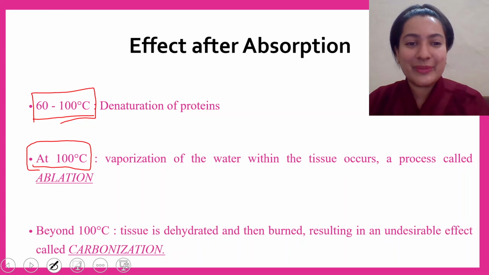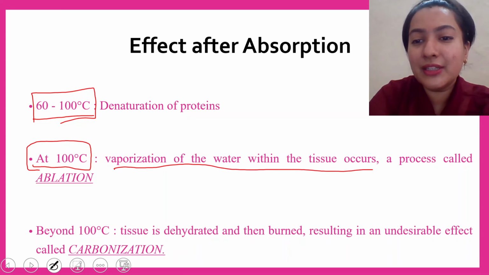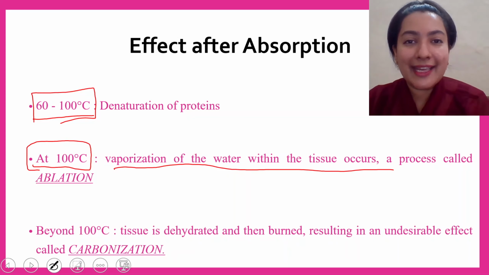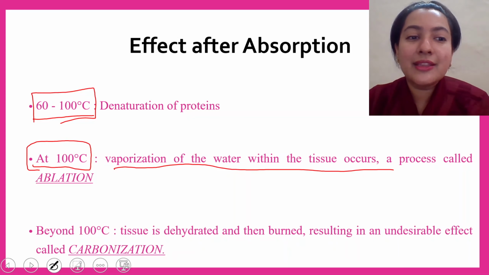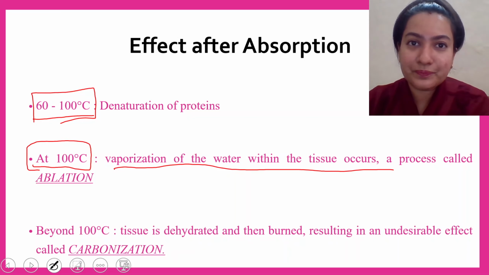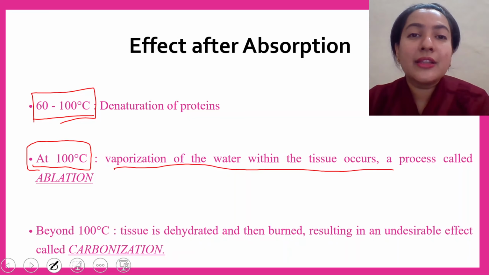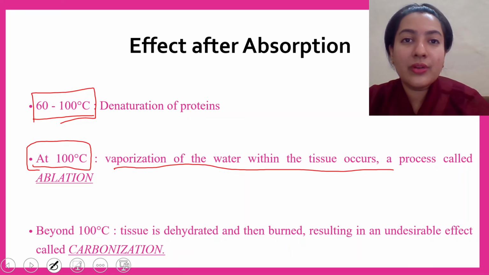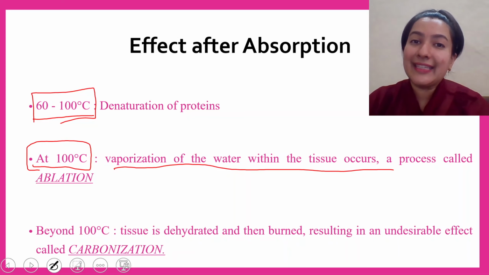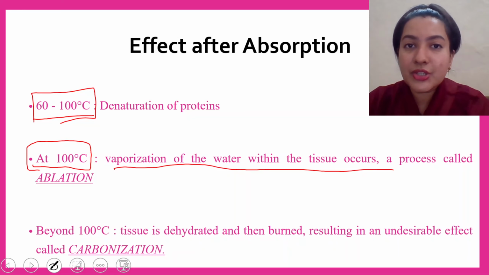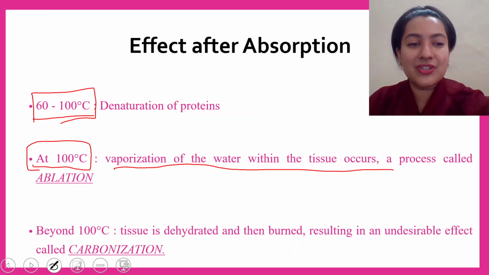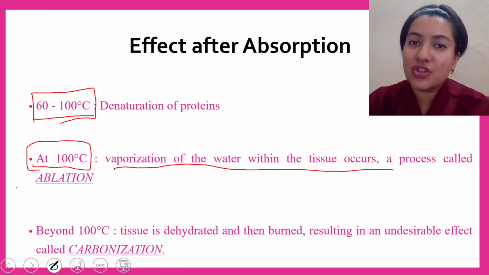At 100 degrees, what happens? There is vaporization of water within the tissues. The water present within the tissues vaporizes, and the process of ablation occurs. MCQ question for you: tell me the name of the process which occurs when the tissue absorbs a laser at 100 degrees. Is it denaturation of protein, ablation, carbonization or charring? It is ablation. So at 100 degrees Celsius, the effect you see is ablation.